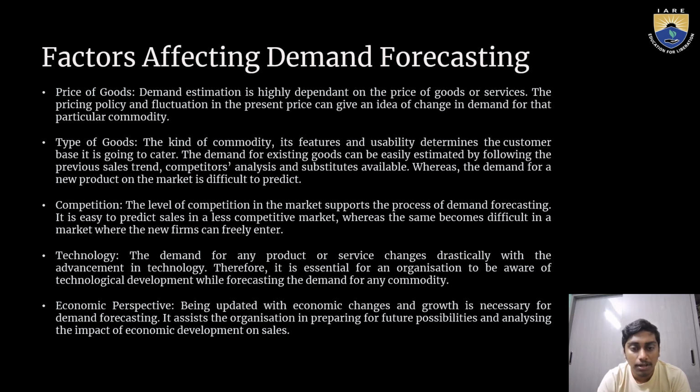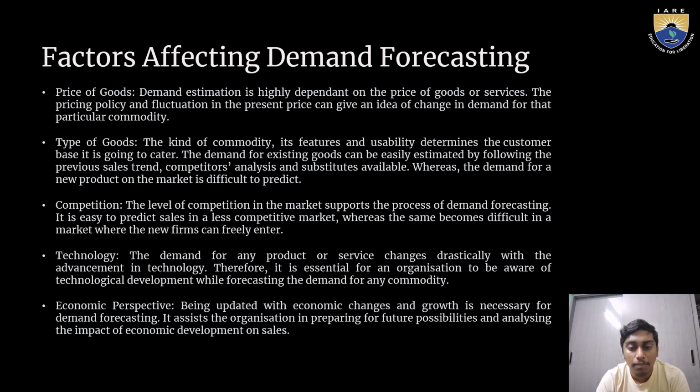Type of goods. The kind of commodity, its features, and usability determine the customer base it is going to cater to. The demand for existing goods can be easily estimated by following previous sales trends, competitor analysis, and substitutes available, whereas the demand for a new product on the market is difficult to predict.